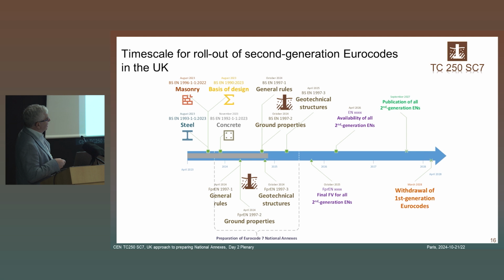All of the second generation Eurocodes must be available by April 2026. With Eurocode 7, we're quite early in this process. We're quite ahead of the stream. Although the steel code is out, there are lots of other steel parts which are lagging. So the final formal vote for all second generation Eurocodes is October next year. They will all be made available by April then, and effectively this is the period when National Annexes need to be prepared at the very latest. And then all of the Eurocodes must be published by September 2027. And then finally, 2028, it's second generation or nothing.